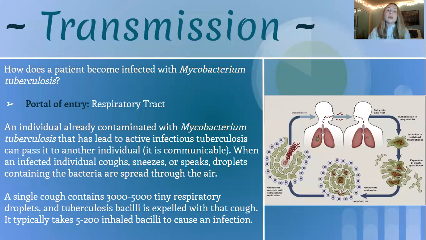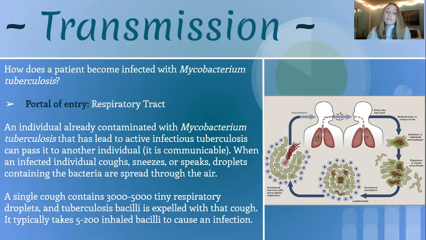Transmission. So how did this patient become infected with Mycobacterium tuberculosis in the first place? The portal of entry is the respiratory tract. So an individual already contaminated with Mycobacterium tuberculosis that has led to active infectious tuberculosis can pass it to another individual, so it's communicable. When an infected individual coughs, sneezes, speaks, the droplets containing the bacteria are spread through the air, kind of like an aerosol.